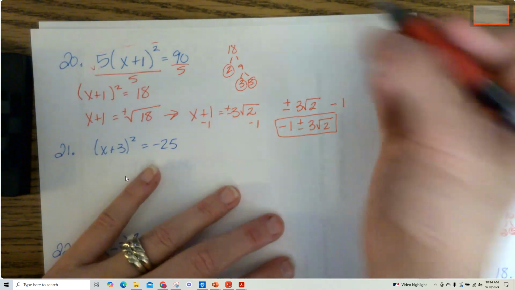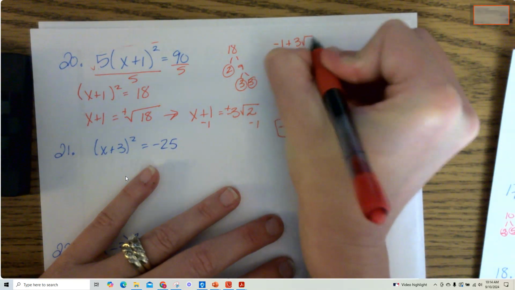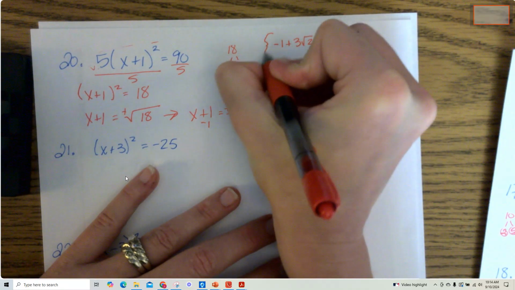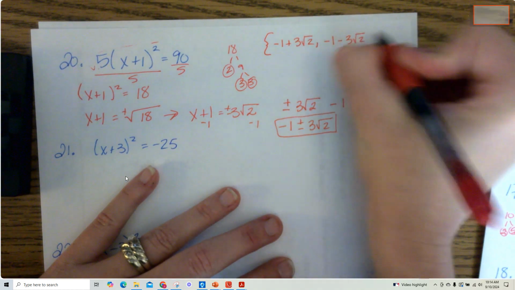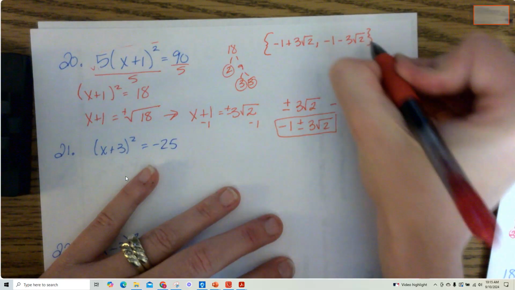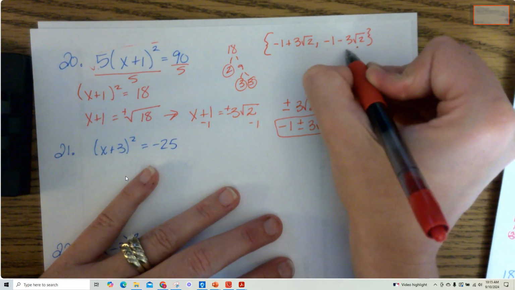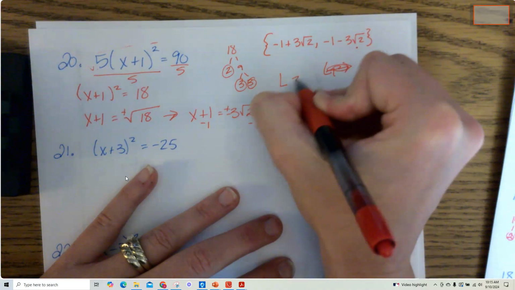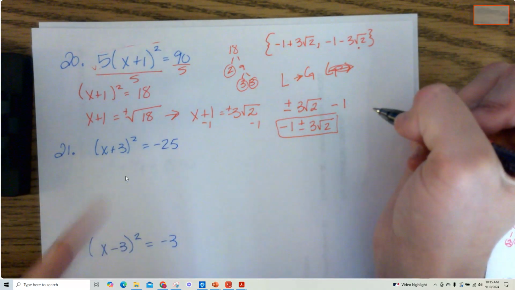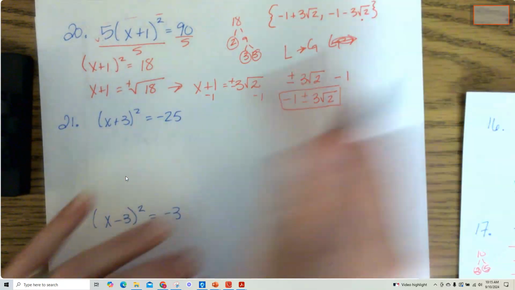solution set, right? We would have negative 1 plus 3 times the square root of 2, and then we would have negative 1 minus 3 times the square root of 2, which actually it would probably be reversed. I think that one would be the least. So again, check your values, make sure you're writing them in order from least to greatest. So check what the instructions say, okay? Because this is probably not in the right order.